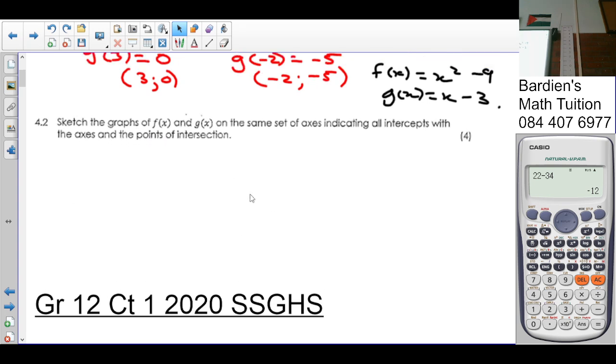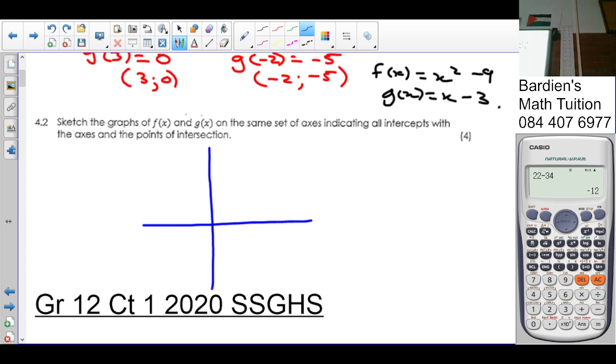Right, the next question says sketch the graph of f and g on the same system of axes, indicating the intercepts with the axes and the points of intersection. So the first graph is f of x equals, so when you work out the x-intercept, let y equal to 0, not so. So if you go 0 here, it's going to be x squared minus 9 is equal to 0, so x is plus minus 3. So there's plus 3 and minus 3, okay?